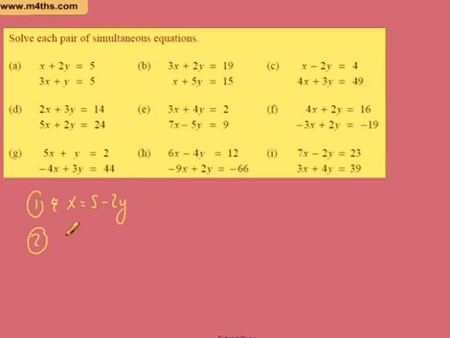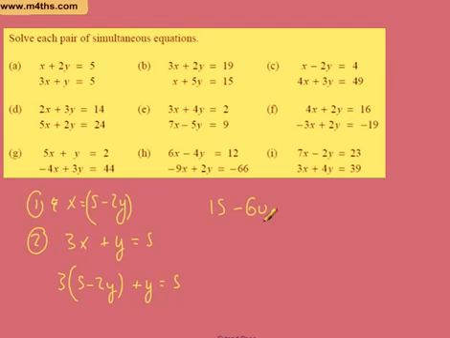And equation 2, we've got 3x plus y is equal to 5. Well, all of this is x, so we could write this as 5 minus 2y plus y is equal to 5, or any other possible combination. So we're going to get 15 minus, sorry, minus 6y plus y is equal to 5. Tidying up, 15 minus 5y is equal to 5. Subtract the 15 from both sides. Minus 5y is equal to minus 10, and then y would equal 2.